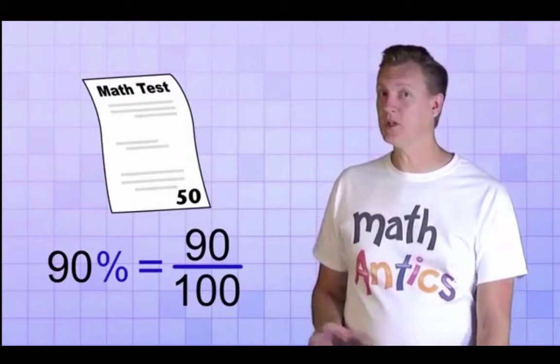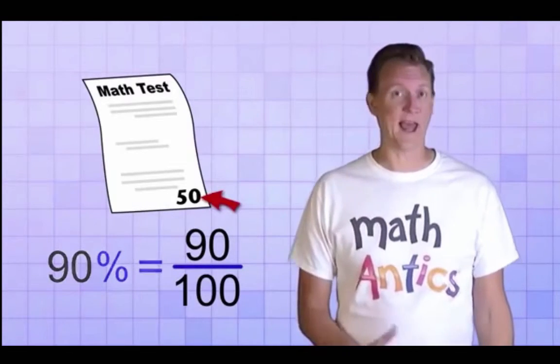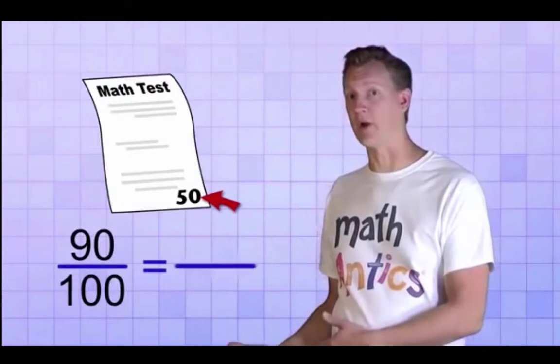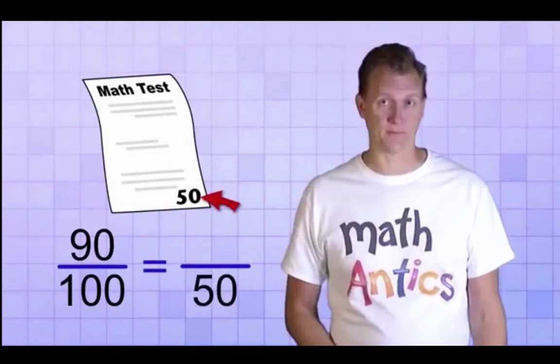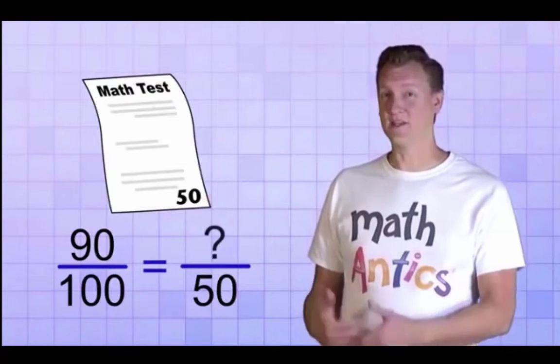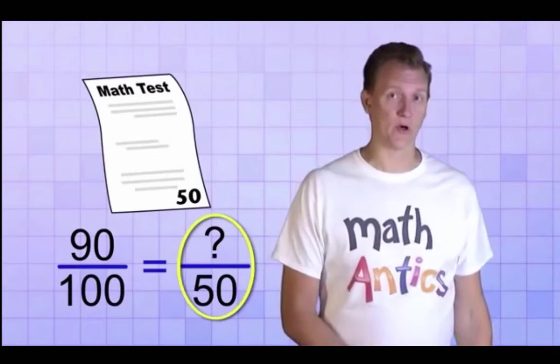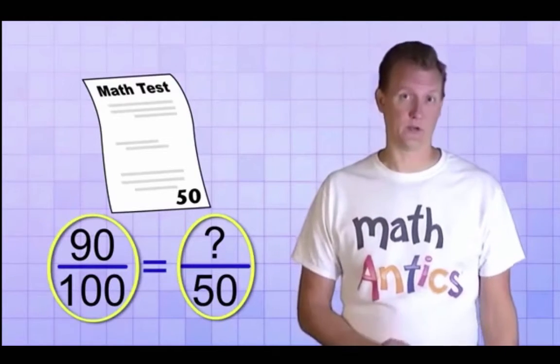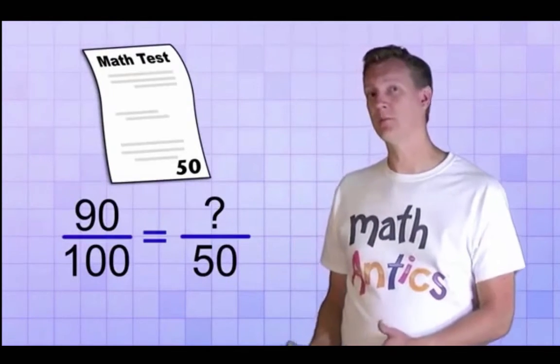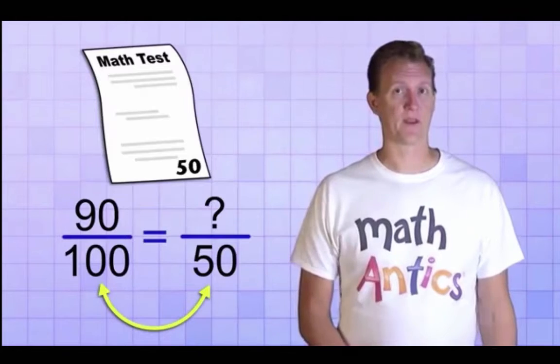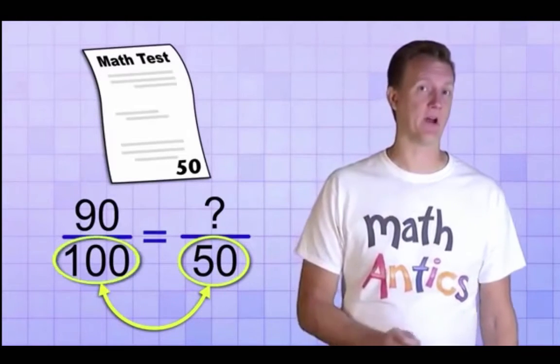But since the test really only had 50 questions, the actual score must be an equivalent fraction with 50 as the bottom number. And even though we don't know what the top number would be, we can figure it out because we know that our actual score is equivalent to 90 over 100. Notice the relationship between our fractions' bottom numbers. 50 is exactly half of 100.